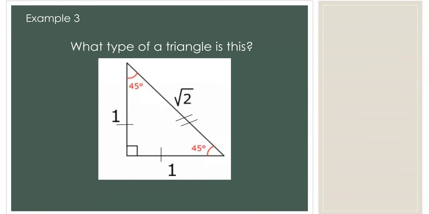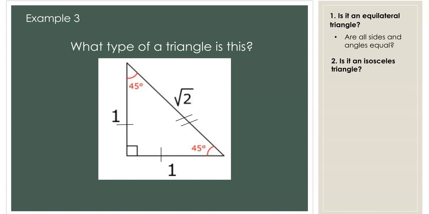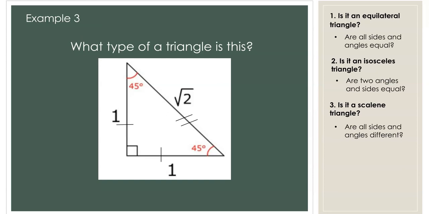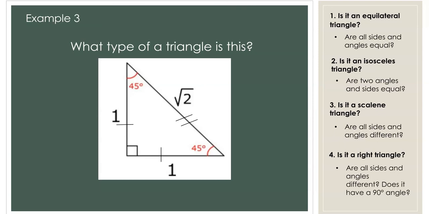Example 3. What type of triangle is this? Is it an equilateral triangle where all sides and all angles are equal to each other? Is it an isosceles triangle? 2 sides and 2 angles are equal to each other. Is it a scalene triangle? All sides and all angles are different. Or is it a right triangle where all sides and angles are different, and does it have a 90 degree angle?